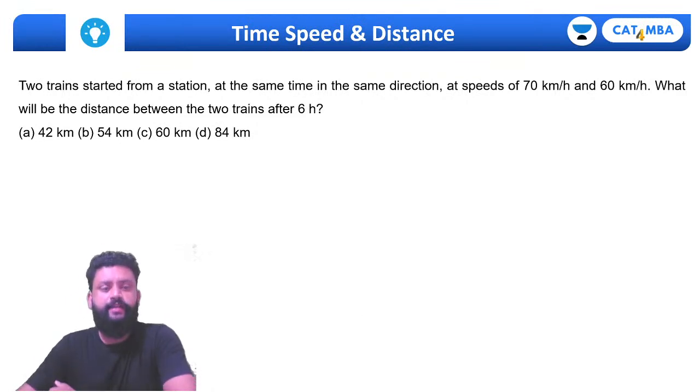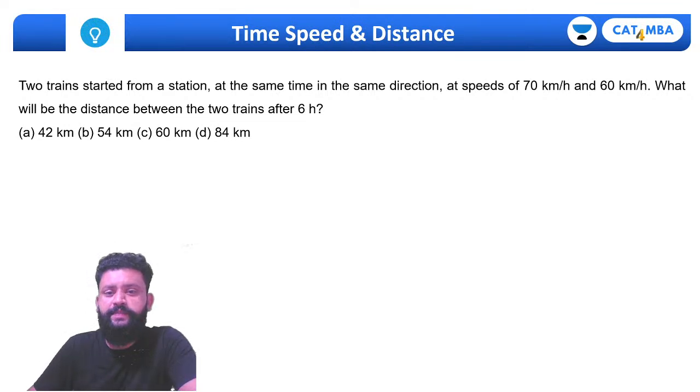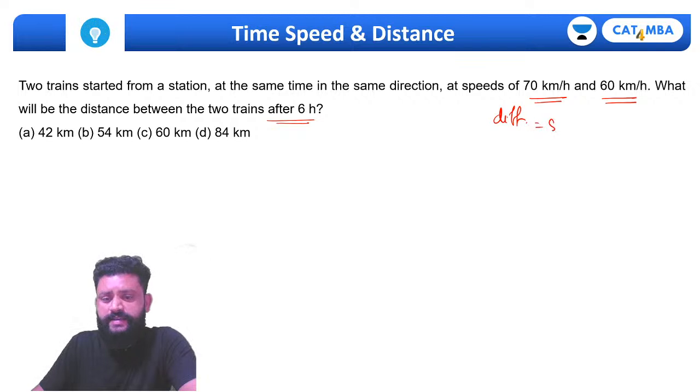So let's say two trains started from the station at the same time in the same direction, at 70 km per hour and 60 km per hour. What will be the distance between two trains after 6 hours? That simply means the difference between speeds, s1 minus s2, that comes out to be 70 minus 60, that has to be 10 kilometers per hour.